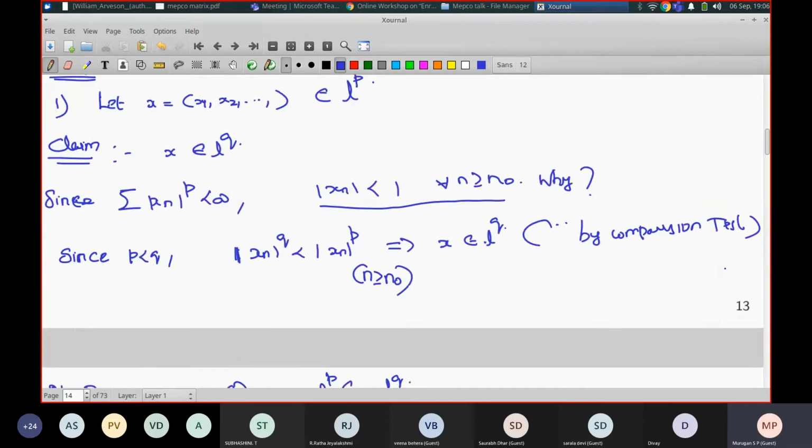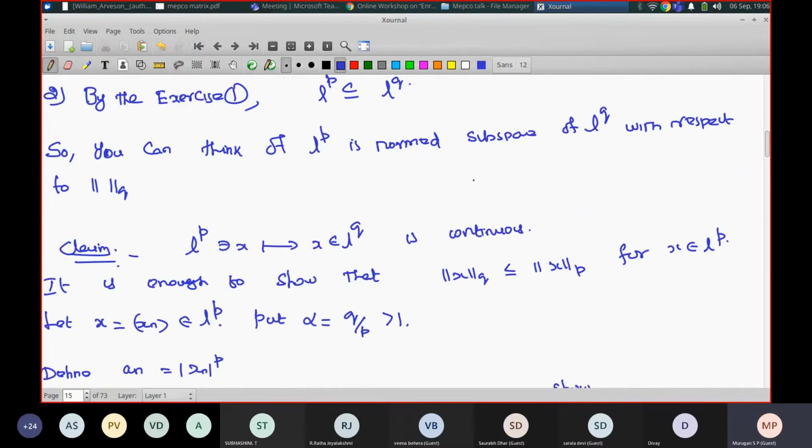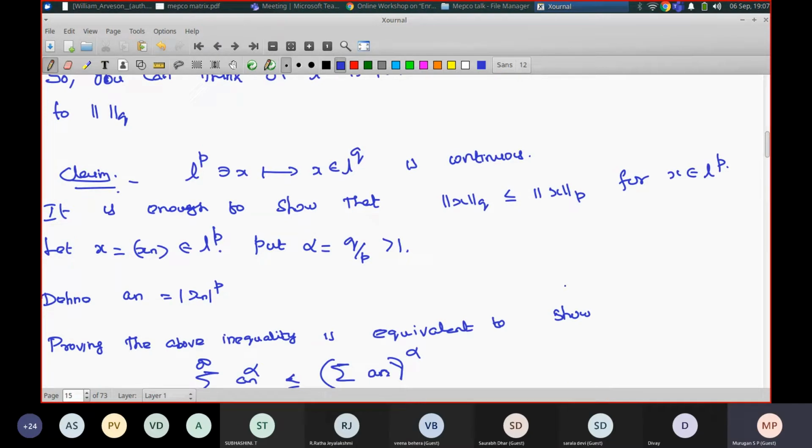So the second exercise, as I said, LP has 2 different norms now. When you assume p is smaller than q, you can put 2 norms on LP. One norm is the P norm, the other norm is the Q norm, because LP is sitting inside LQ. So one can ask whether this map is continuous or not. For it to be continuous, it is enough to show that the Q norm is less than or equal to the P norm, whenever x belongs to LP.